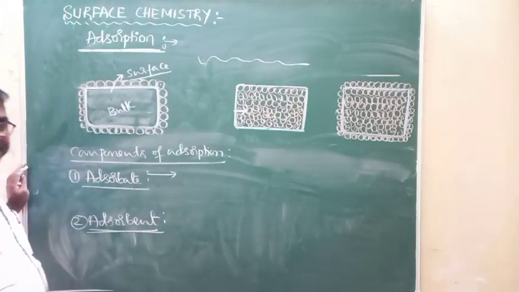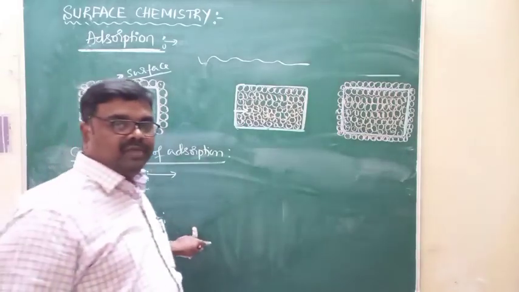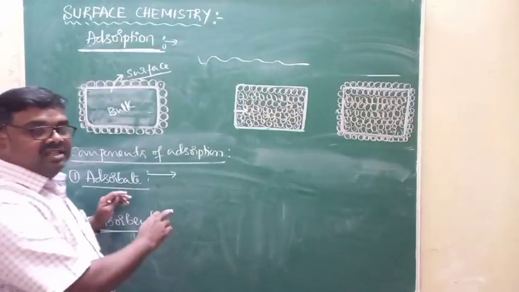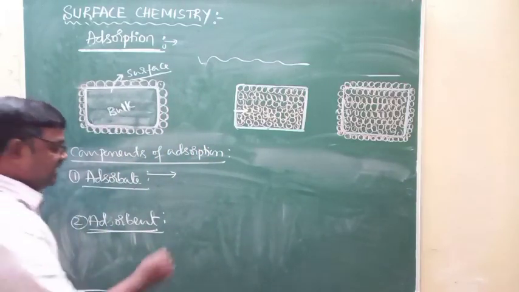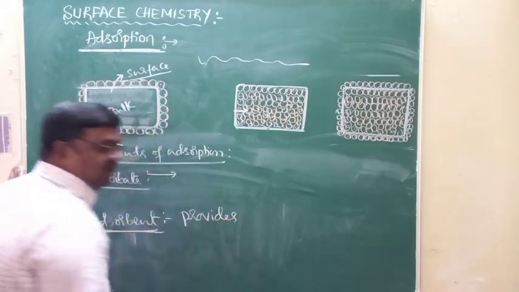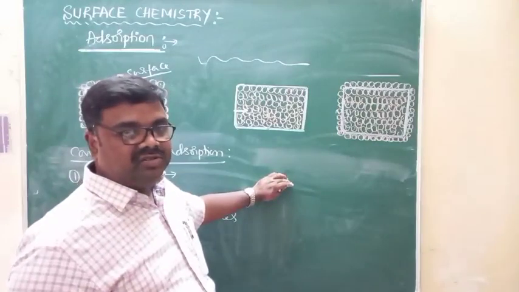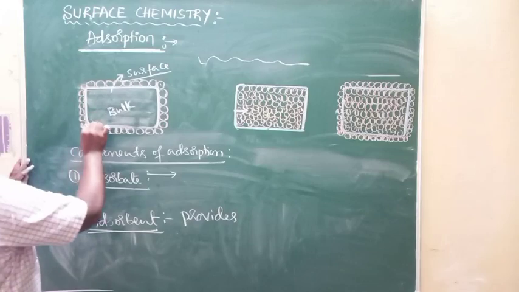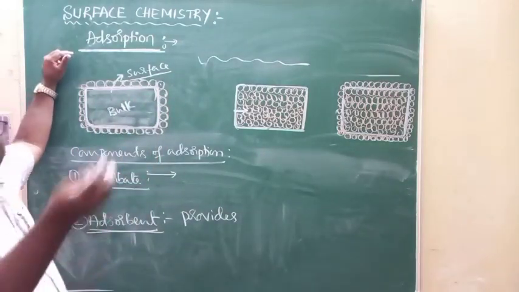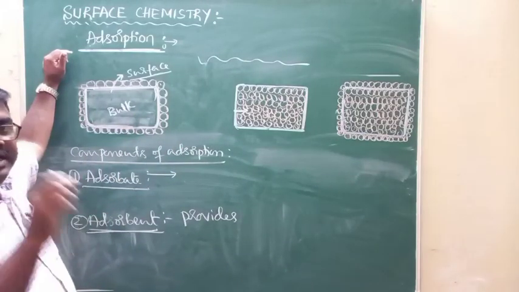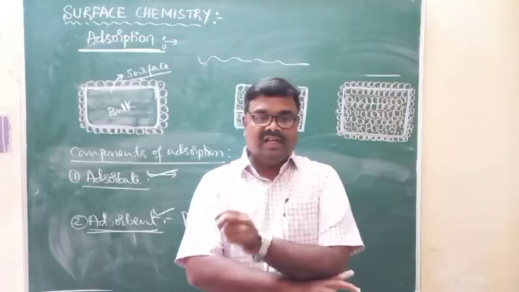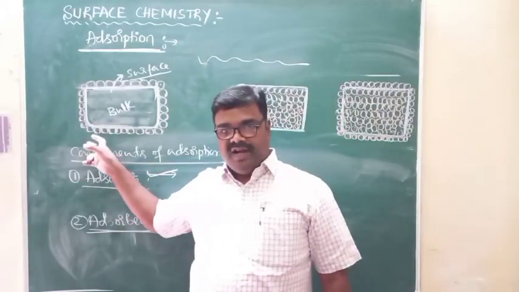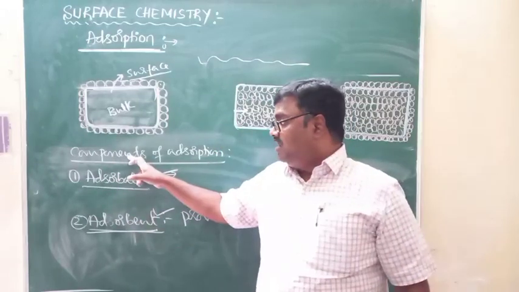And as far as the adsorbent is concerned, the adsorbent refers to the substance which provides the surface for adsorption, or the substance on the surface of which adsorption takes place. Therefore, the adsorbent is the one which provides the surface for adsorption to take place. In our example, silica gel adsorbs water. Silica gel is acting as the adsorbent, and water vapor is acting as the adsorbate. That is what we call an example of adsorbent and adsorbate.